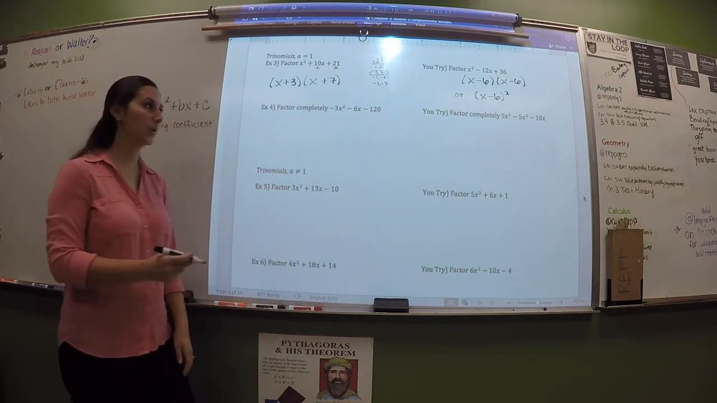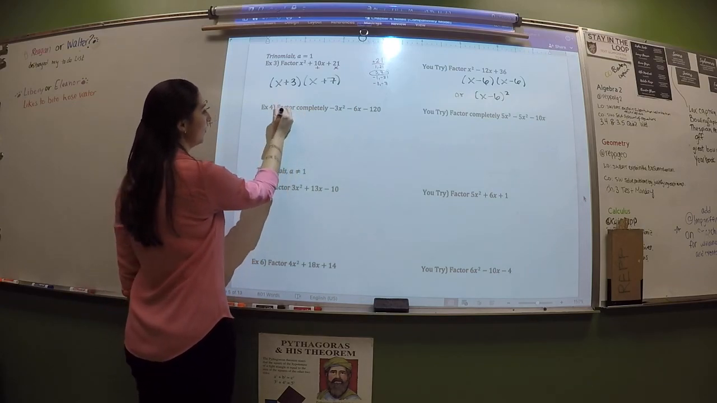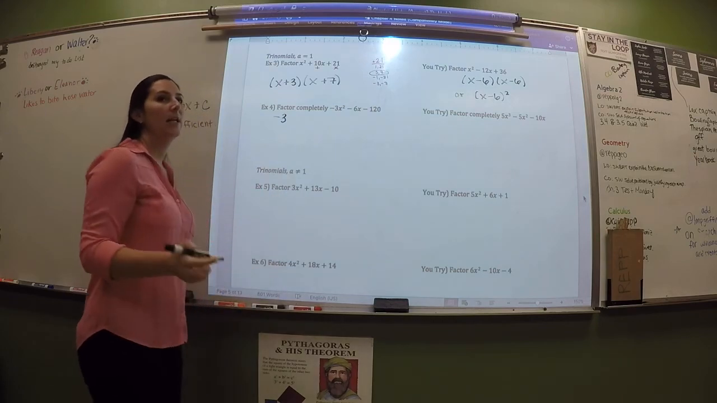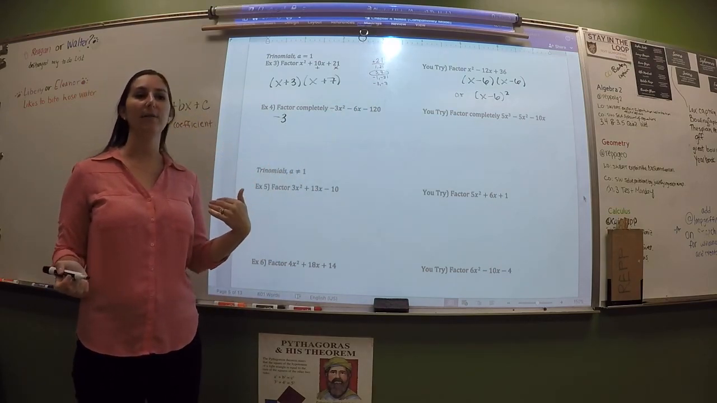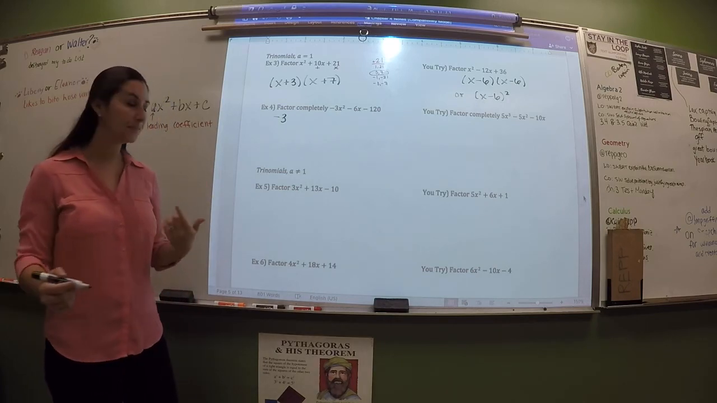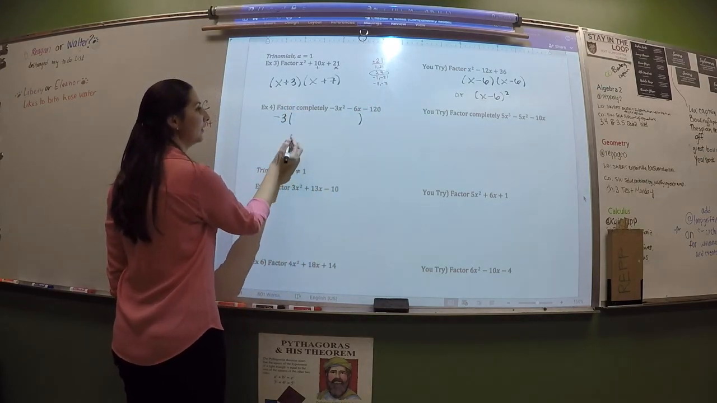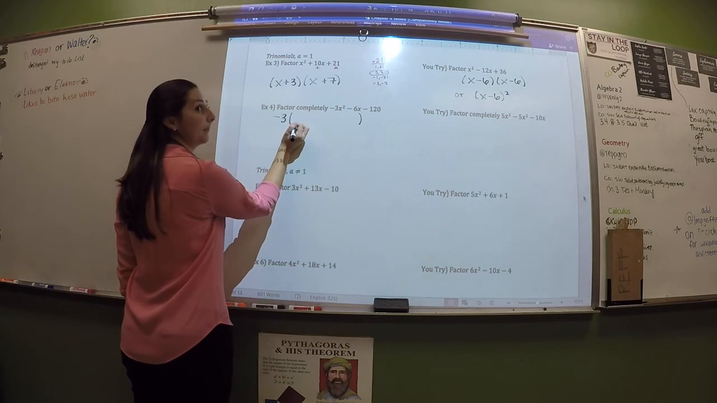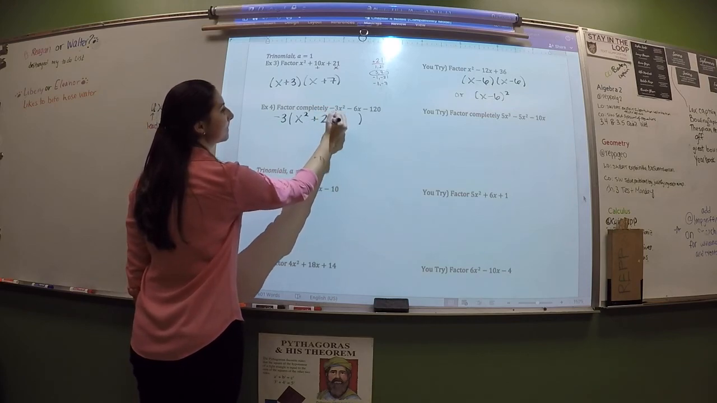3. Yeah, 3. In this case, it would be even more helpful to take out a -3. In general, if the leading coefficient is negative, go ahead and take out a negative, because it's really hard to factor when the leading coefficient is negative. So we're gonna take out a -3. Okay, what's left? x squared plus 2x plus 40.